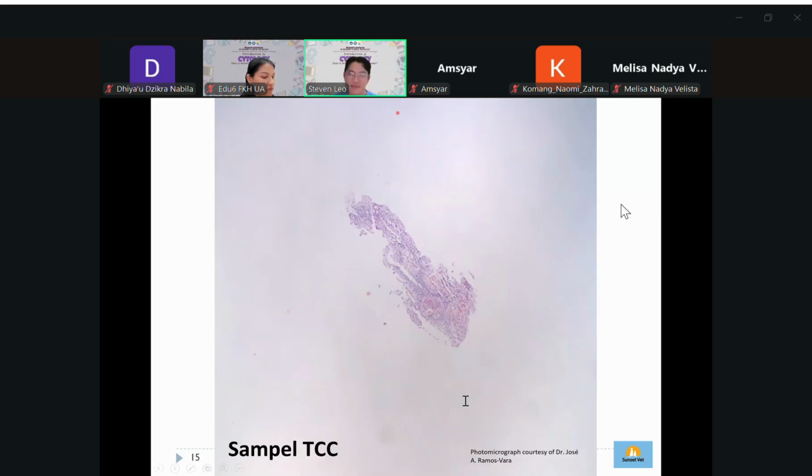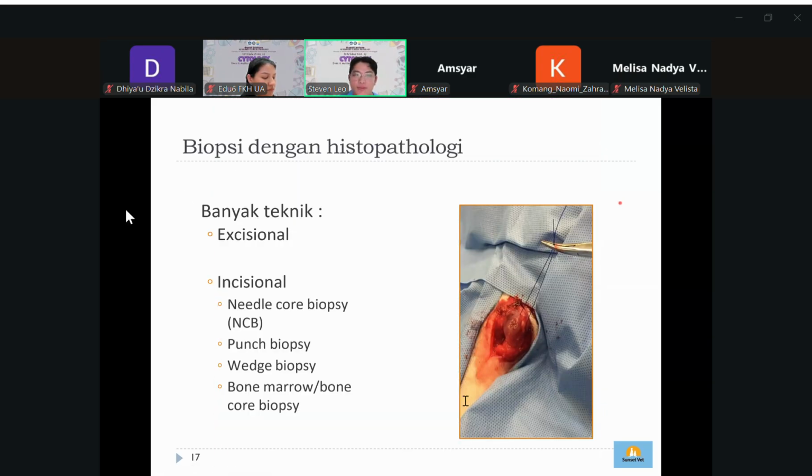Okay, this is a sample of a TCC, transitional cell carcinoma, from the bladder. For biopsy and histopathology, there are a lot of techniques you can use. Usually you can use excisional and incisional. Excisional means you just remove it, making an excision. For incisional, you can use the punch biopsy, wedge biopsy, needle core, or bone marrow biopsy. Let's discuss it a little bit.